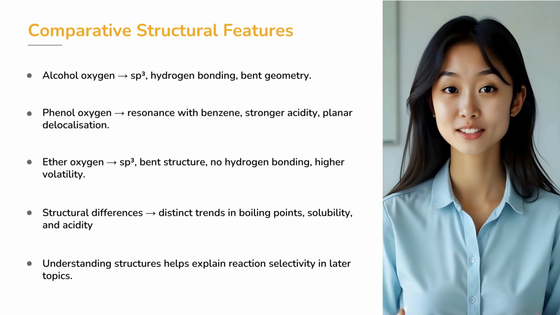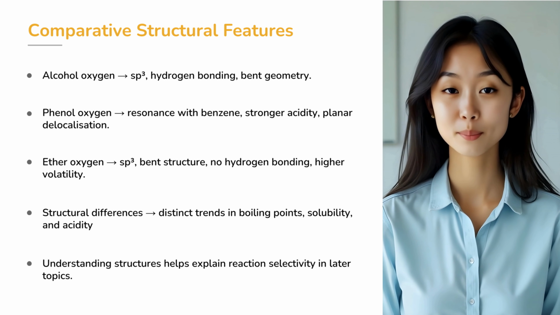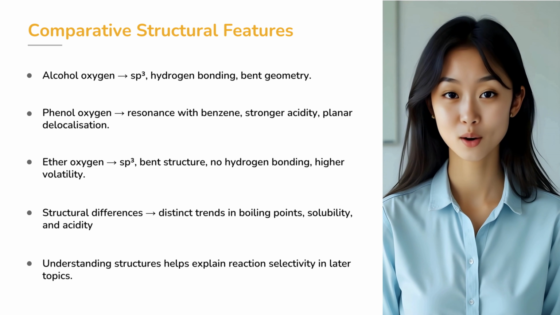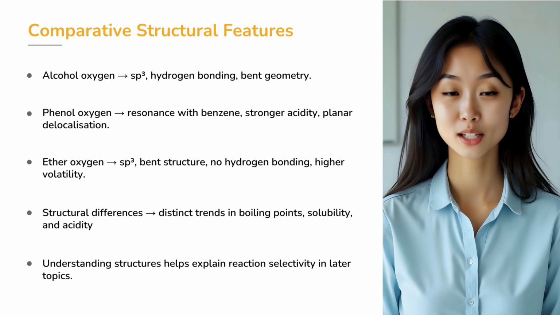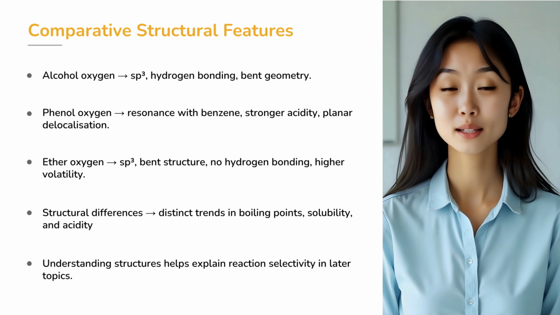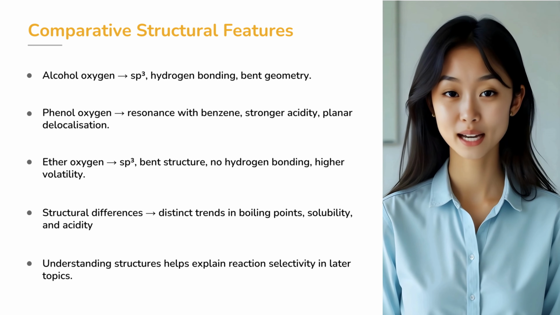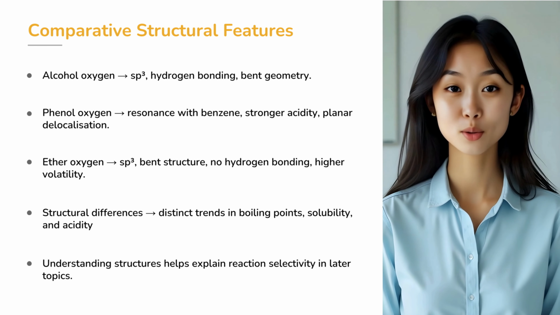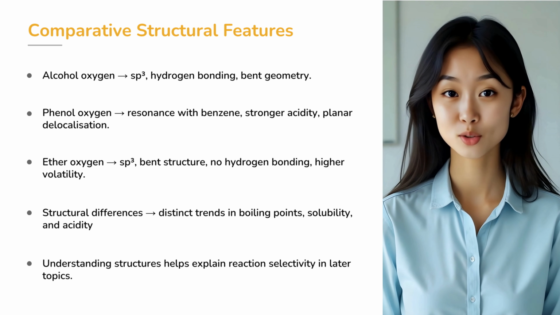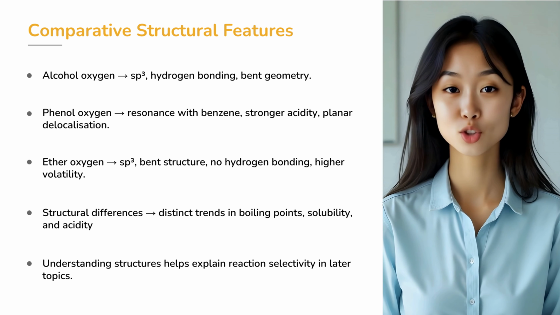For instance, alcohols dissolve in water better than ethers because of hydrogen bonding. Phenols are slightly soluble due to resonance but still acidic enough to react with sodium hydroxide. Ethers, on the other hand, are used as solvents precisely because they are less reactive. So you see, small changes in geometry and bonding lead to very different chemical personalities.